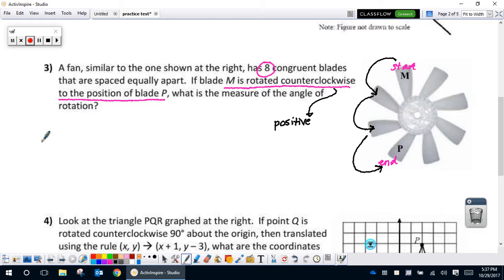Okay? So your first step is to divide 360 by the number of blades. There are 8 total blades. That gets you to 45. What that means is each rotation or turn would be 45 degrees. And we were doing 3 turns. So you would multiply 45 times 3 to get 135. So the angle of rotation, you would have to turn M 135 degrees to get to P if you went counterclockwise.